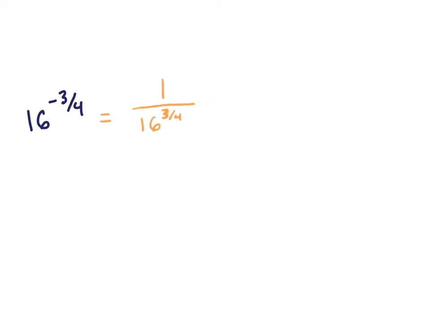So now we just want to simplify what's on the bottom of our fraction. We're going to leave the 1 and the division sign there. We're just going to simplify 16 to the 3/4. Out of the 3/4, which number is our index and which number is our exponent? 4 is the index, 3 is the exponent.